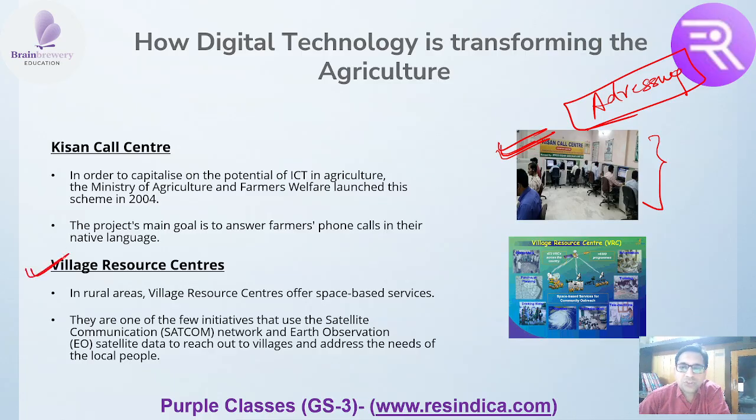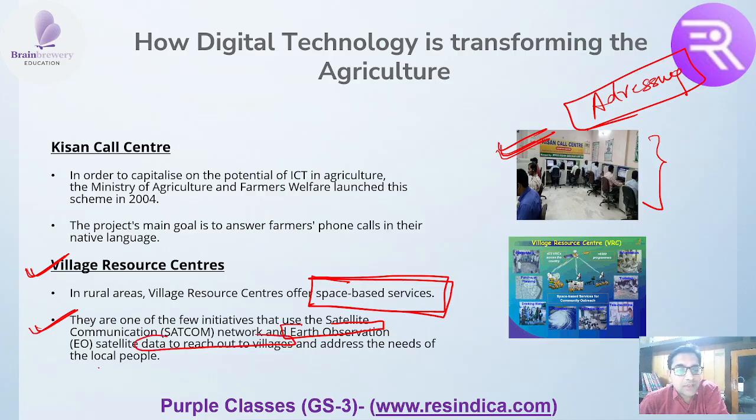Then the village resource center offers space-based services. The village resource center will offer space-based services like satellite communication networks and earth observation satellites. The data from all these sources, whether satellite communication or earth observation, should reach our villages directly, so that the local population comes to know what type of land they have, what the soil moisture is, what the cloudy situation is, everything. So this satellite data will be fed directly into the village resource center.